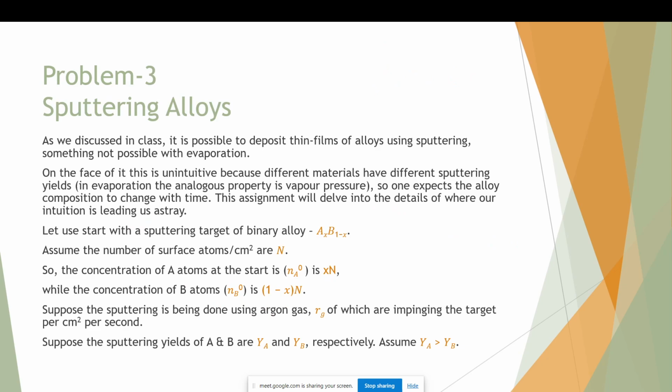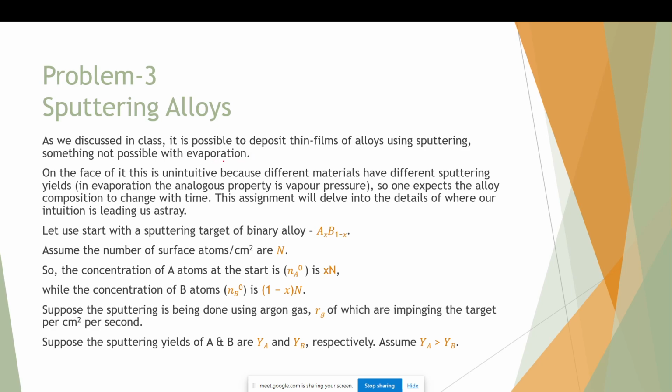Okay, so the next question is on sputtering. Instead of normal sputtering, we are going to study the sputtering of alloys. Alloys are made up of more than one material. Here it is a two component alloy. As we discussed in class, it is possible to deposit thin films of alloys using sputtering, something not possible with evaporation.